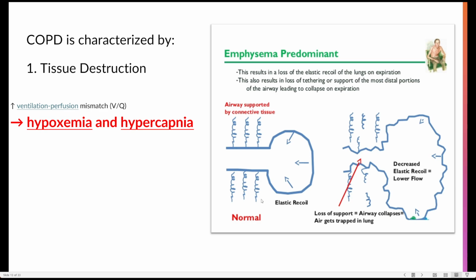So here we have a picture of a normal alveoli and bronchiole, and here we have an abnormal bronchiole. You can notice how in this one, the airway is supported by the connective tissue and there's elastic recoil. But in COPD, there is destruction of the alveolar air sac. So there are enlarged air spaces as well as loss of support leading to airway collapse. And that leads to the trapping of CO2 in the lung. You know, carbon dioxide will be trapped in the lung in case of COPD.